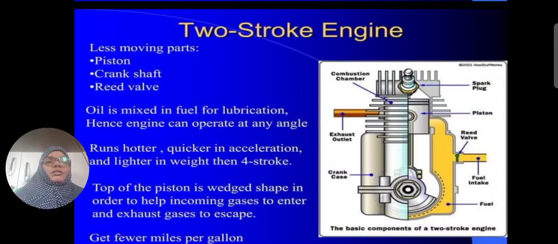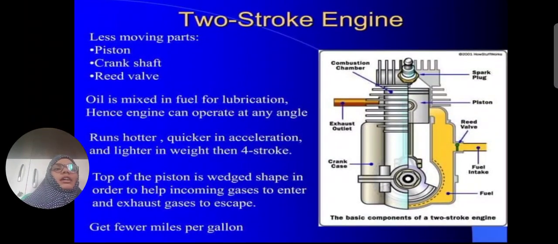Less moving parts: piston, crankshaft, reed valve. Oil is mixed in the fuel for lubrication. Hence, the engine can operate at any angle, runs hotter, is quicker in acceleration and lighter in weight than a four-stroke. The top of the piston is wedge shaped in order to help incoming gases to enter and exhaust gases to escape. It gets fewer miles per gallon. So these are the basic components of a two-stroke engine.